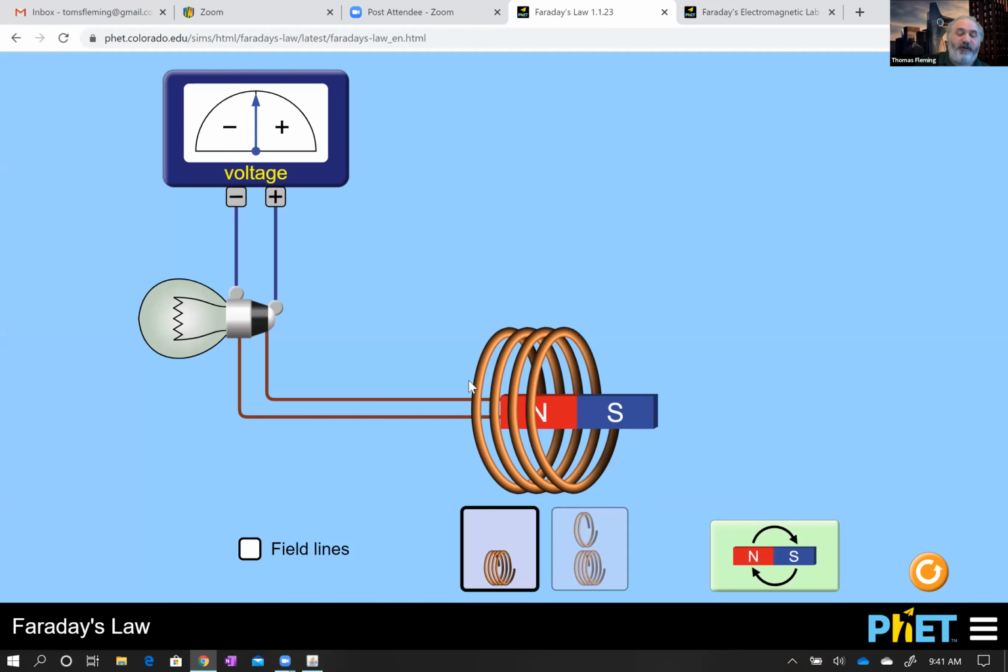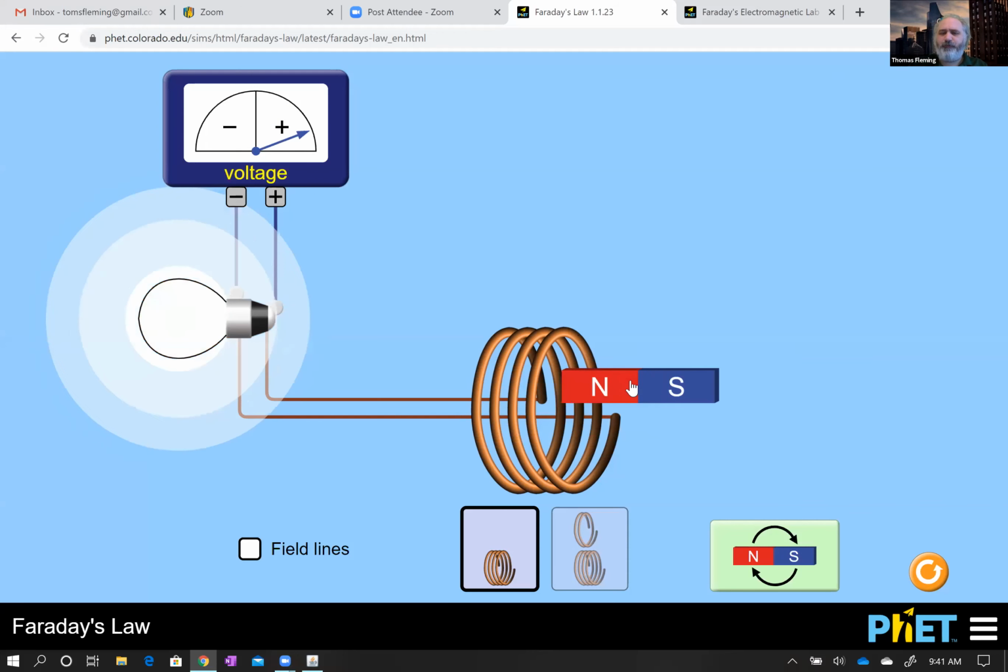Now, in order to understand Faraday's law, I've got to introduce some terminology that Faraday used to explain this weird phenomena that he had observed.